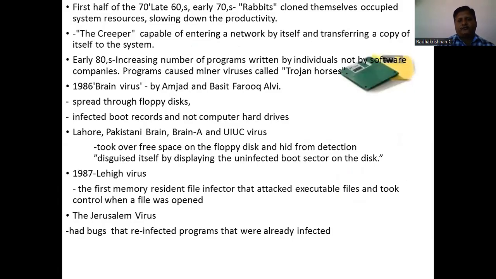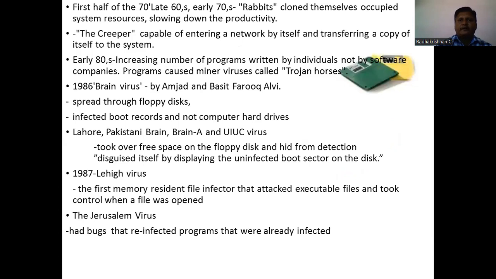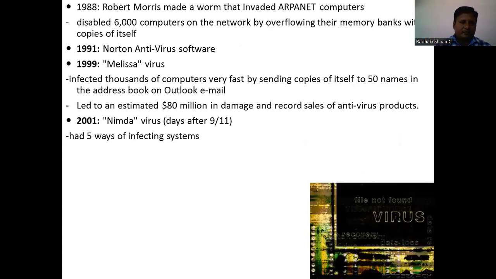So this is some virus history, and from Norton, antivirus software was installed. These are some of the antivirus software involved. Generations of antivirus software: in the 1970s and 1986, the Brain virus appeared, then in 1987 the Lehigh virus, and further viruses were generated. In 1991, Norton antivirus software was installed. In 1999, the Melissa virus appeared, and in 2001 the Nimda virus.